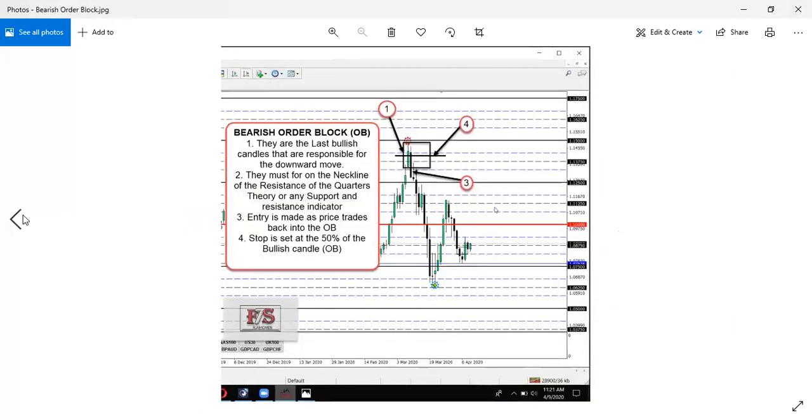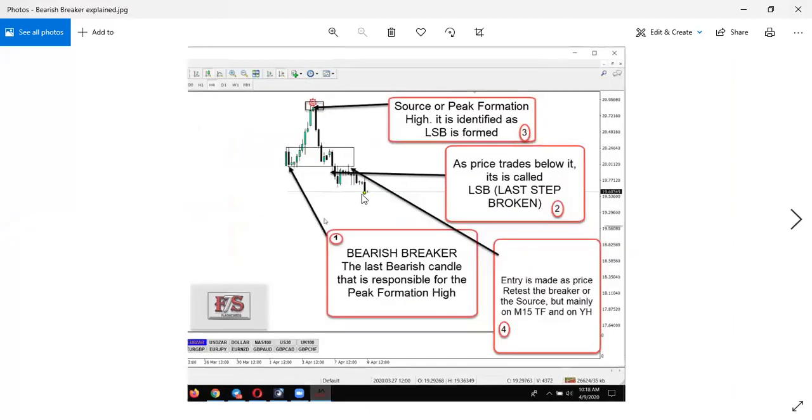Now look at this. I believe from now on you're able to identify what a bullish order block is and what a bearish order block is all about. Can you identify those order blocks on any chart? Yes. Okay, good. So now we'll talk about breaker and source. Take note of these terminologies: breaker and source.